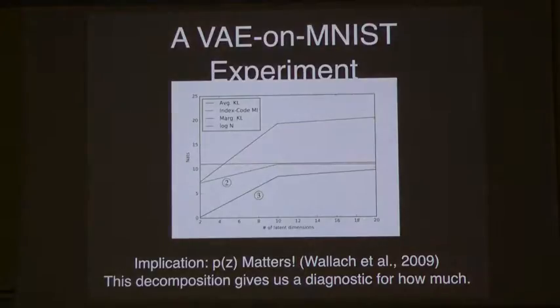We did an experiment, and I won't go into any details about it, but the implication that I'm taking away from it is that P of Z matters. Compare with "Rethinking LDA: Why Priors Matter," and this decomposition gives us a diagnostic for how much. And if you're interested in hearing more, then come to the poster. Thanks. Thank you.